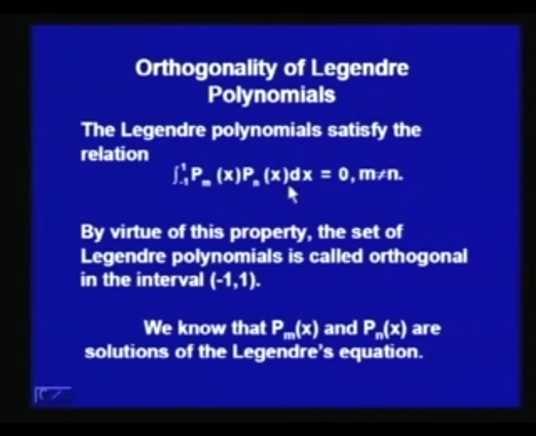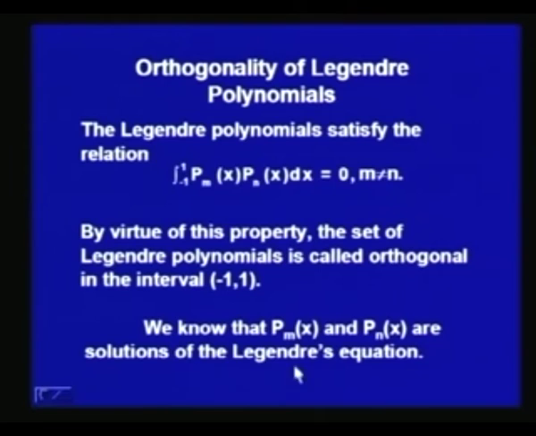Next, we discuss the orthogonality of Legendre's polynomial. The Legendre's polynomials satisfy a very important condition, that is, the integral from -1 to 1 of P_m(x) P_n(x) dx is equal to 0, where m and n are integers and m is not equal to n. By virtue of this property, the set of Legendre's polynomials is called orthogonal in the interval -1 to 1.